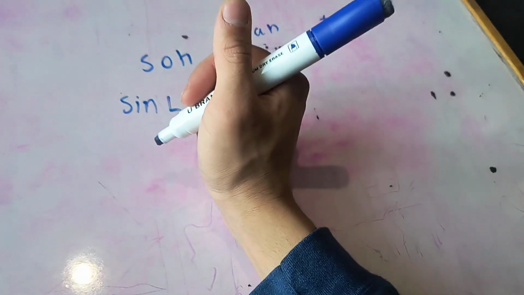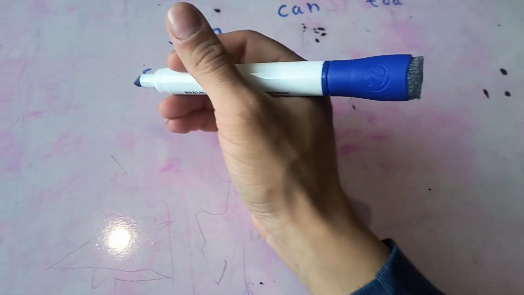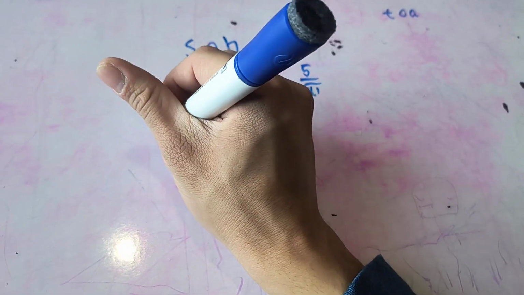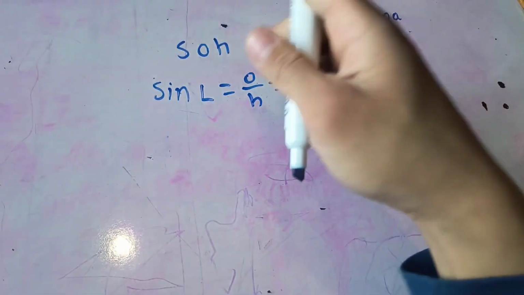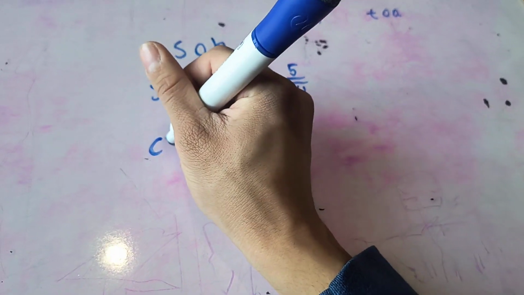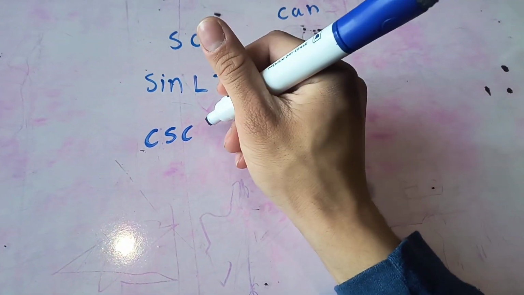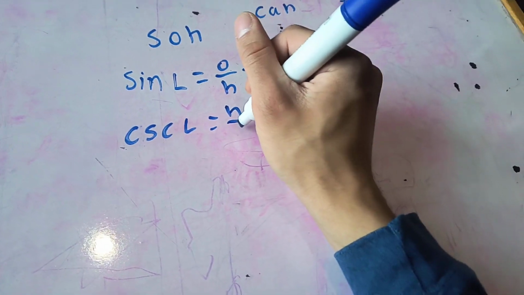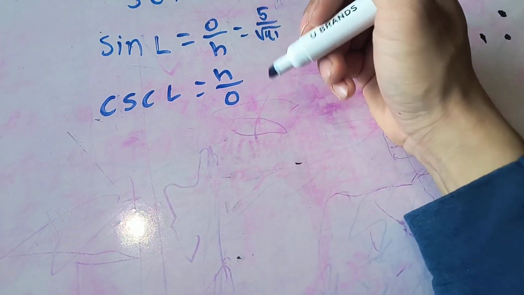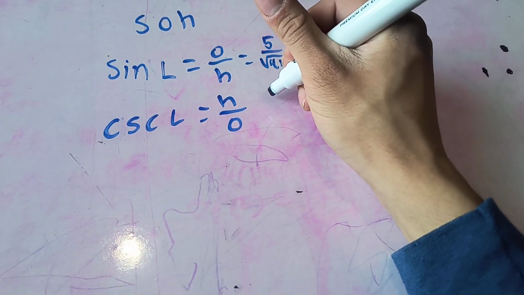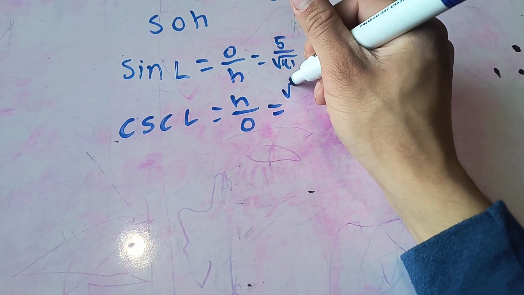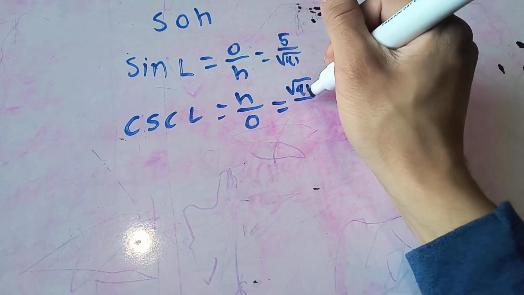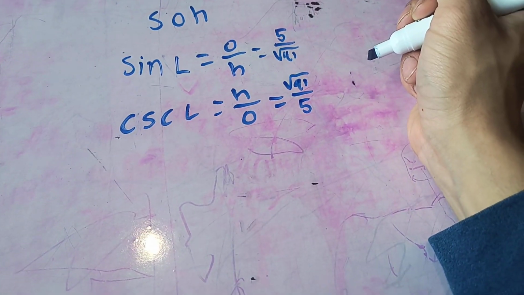Now let's find the reciprocal of sine, which is called cosecant, which is written like this. Cosecant of L is equal to the reciprocal, in other words hypotenuse over opposite. So we would just switch these. It would be square root of 41 over 5.